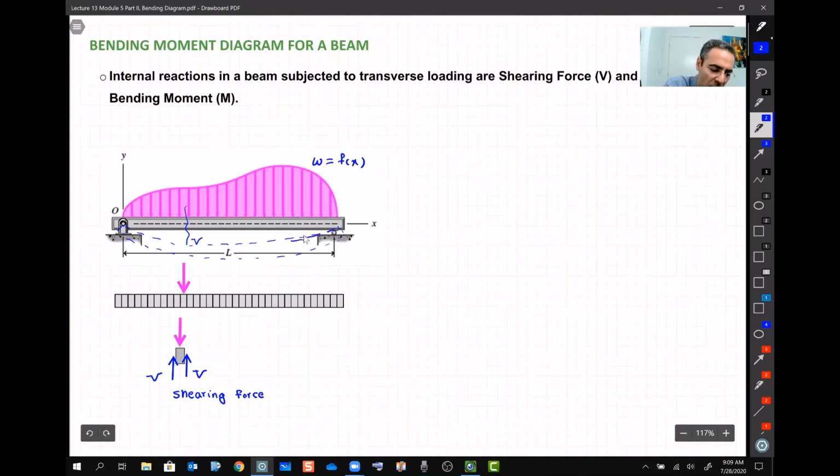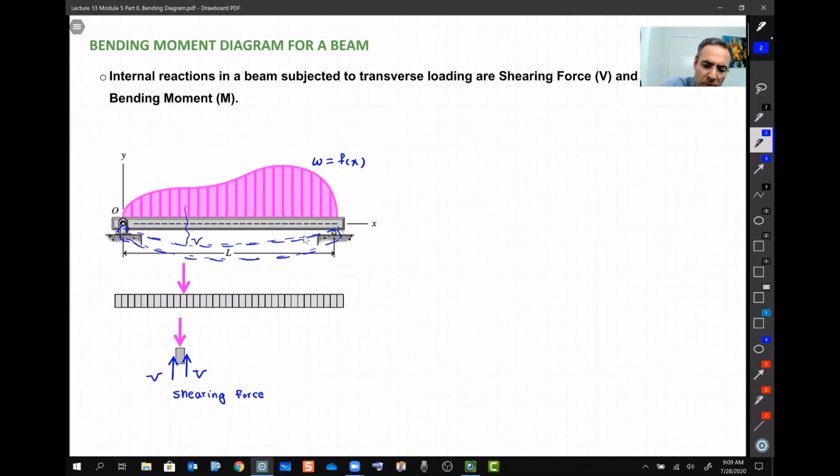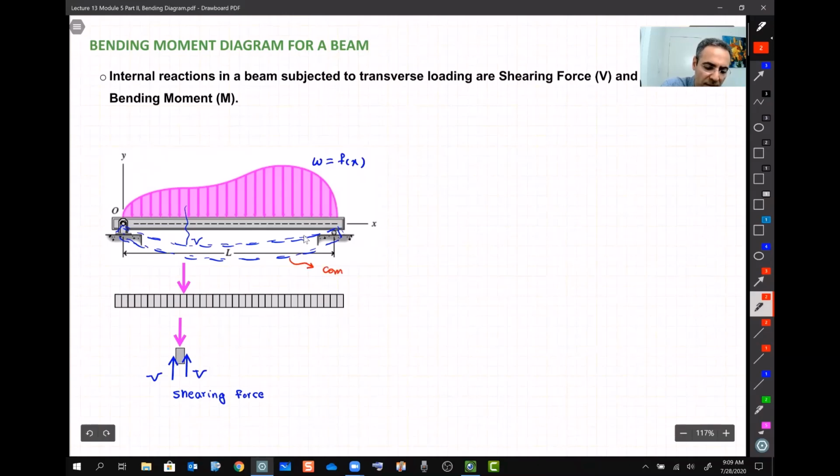On the top of this beam, you can imagine the beam is going to experience compression, and on the bottom, it's going to experience tension. So in other words, here is going to be compression, and on the top is going to be tension. Let me show it here, maybe.